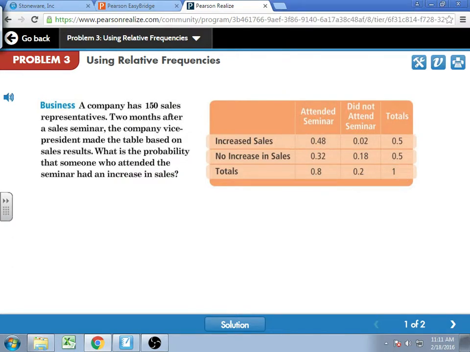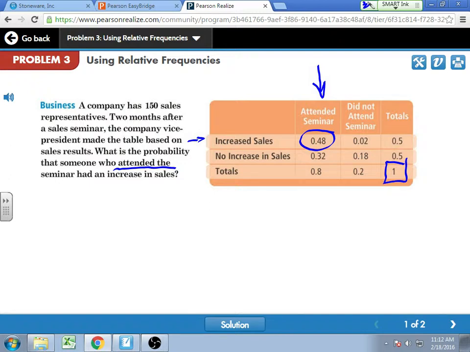Over 1. Now, what if it asked how many employees attended the seminar and had an increase in their sales? Or how many reps, I guess we would say here. Greg? 100. We don't know. Employees. Leon? 72. How'd you figure it out?